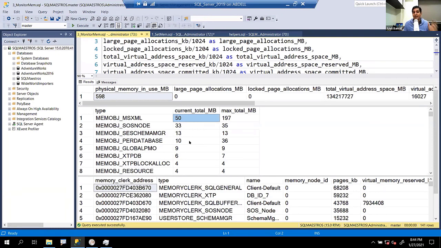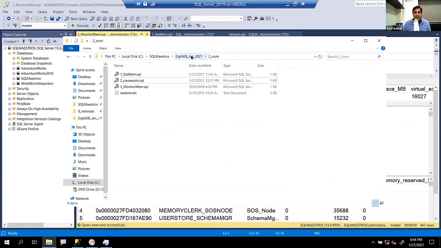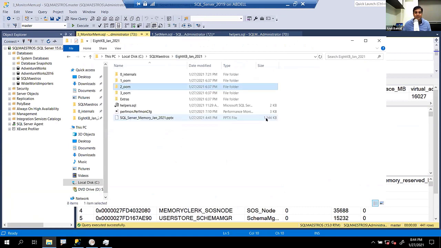And that is where your baseline is going to be very helpful, where you can go back in time and understand how memory allocations actually happened, which clerks were on top, which objects were on top, and probably you can correlate and get some information. Otherwise, it really becomes very difficult to troubleshoot SQL Server memory. So I am at about 60 minutes. So one more demo maybe, and then we can jump to questions.